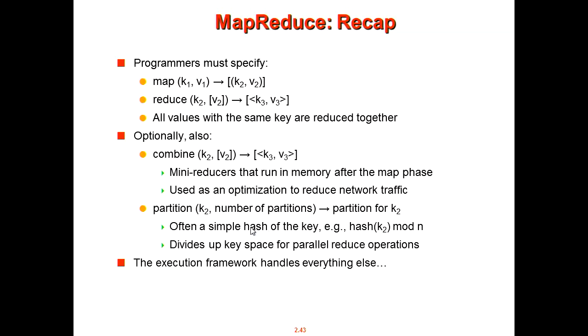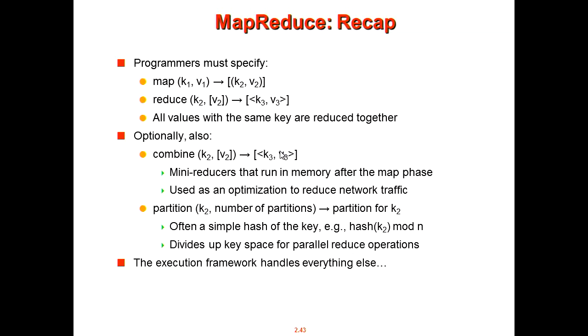A partitioner is used to compute a partition for a key. Given the key space, the partitioner will partition the key space into several partitions, and each partition will be sent to one reducer for processing. This is what the partitioner does in MapReduce. Often it is a simple hash of the keys to compute the partition for a key. It divides up the key space for parallel reduce operations.